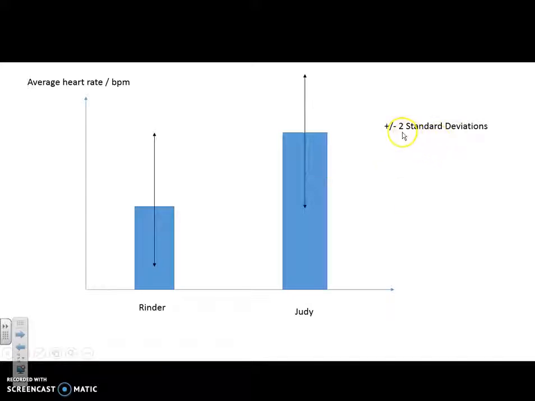Sometimes you get plus or minus 2 standard deviations, sometimes it's plus or minus 1. It's doing the same thing. It's looking at how much overlap there is and how likely it is that those two mean averages are actually different. And the phrase you need to get used to using is that the standard deviation bars overlap, therefore it is unlikely that the means are truly different. Or, in a more exciting set of data, you might say the standard deviation bars do not overlap. It is very likely that the means are truly different.